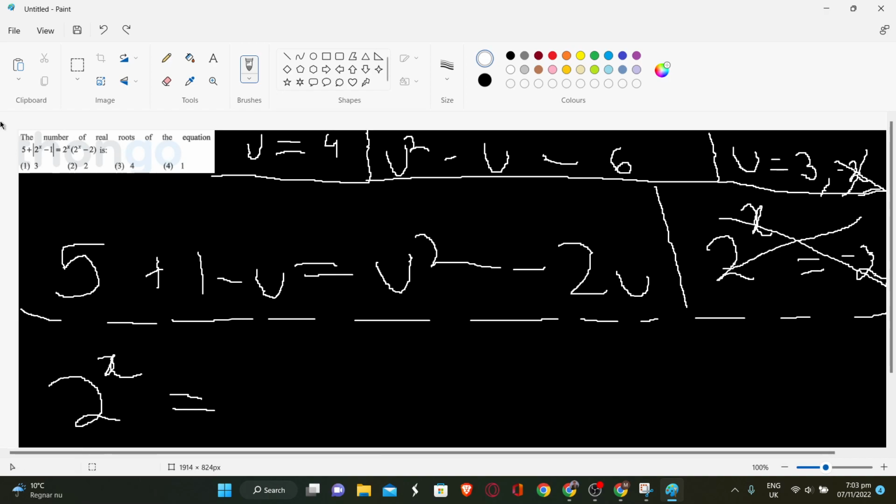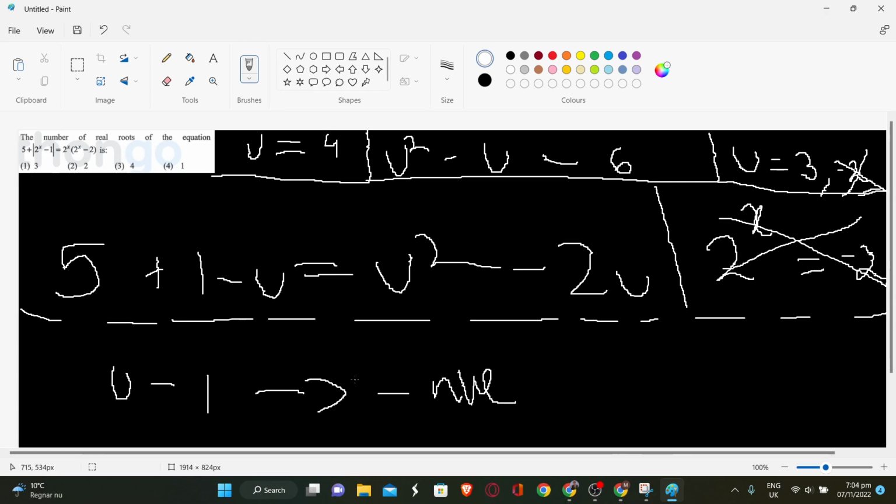However, u is equal to 3 only satisfies this quadratic equation that I've written here. Remember what I told you guys? We are trying to find a value for u minus 1 such that it is a negative value. But if we take u as 3 and we do 3 minus 1, that's equal to 2.